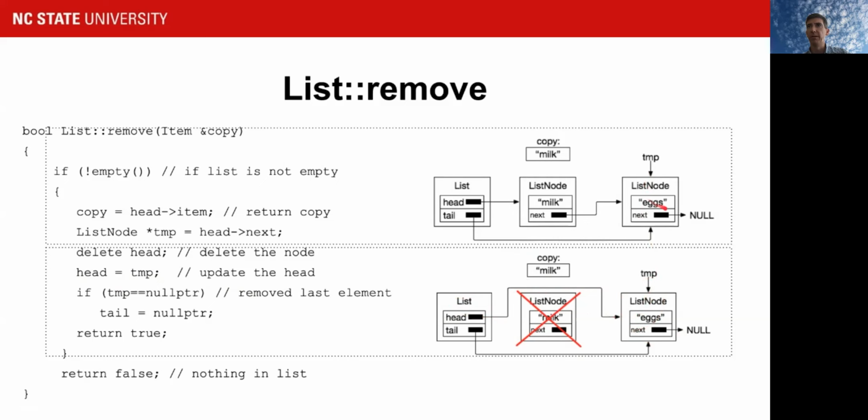Now, if temp had been null, if there was no eggs and milk was the only thing in the list, then we would have set temp equal to null, because next would have been null. And then when we set head equal to temp here, we would be setting head equal to null. And so then there would be nothing in our list.